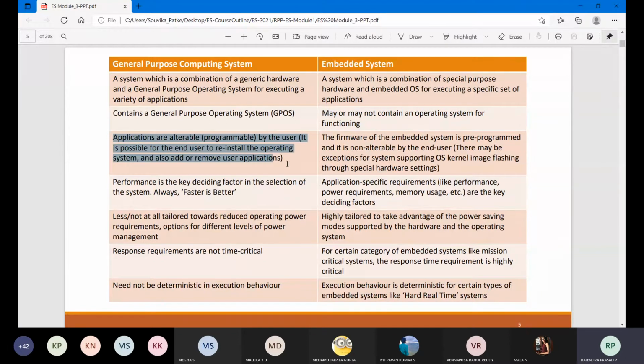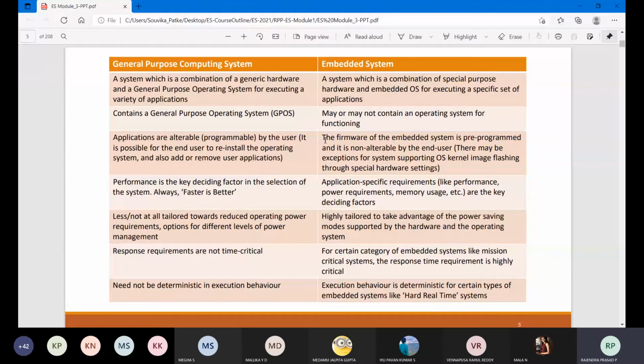But this is a comparison which is done with the general purpose computing system as well as the embedded system. Applications are alterable, programmable, and it is possible for the end user to reinstall the operating system and also add or remove user applications. So if I am having a general purpose type, I can make use of that one for a new application, and I can use the same processor by changing the source code. So I will reinstall the source code. That processor can be built or worked as a different kind of a thing, right?